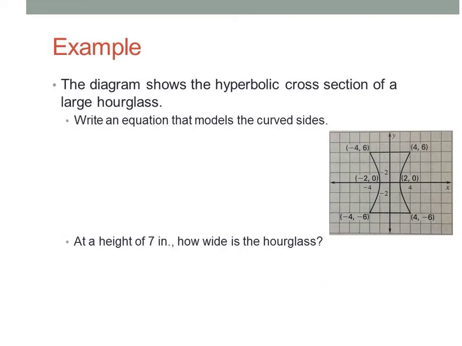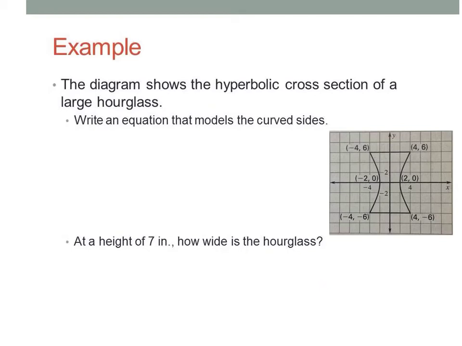Okay, one last word problem we're going to look at. Here we have the diagram that shows the hyperbolic cross-sectional area of an hourglass. So if you took an hourglass and cut a little sliver out of it going up and down, we get a shape like this. And the first thing it wants us to do is write an equation.